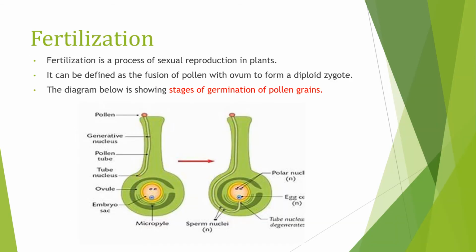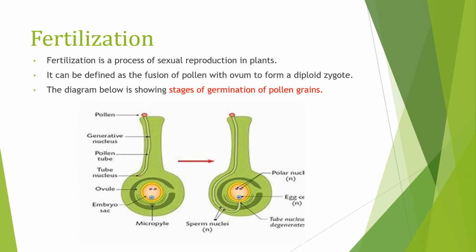Now let us come to fertilization. The fertilization process contains four main generalized steps. As we have already studied about pollination, the male gametes are contained in the pollen, which is carried by wind, water or insects to reach the female gametes. The pollen is deposited on the stigma, which is a part of the pistil, and this process is called pollination.